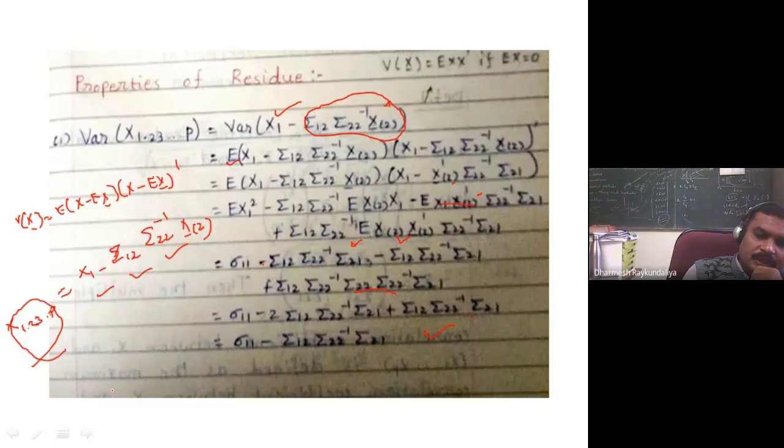So this is the variance of residuals of the regression of x1 on x2, x3, up to xp, and the variance is given by sigma 1 1 minus sigma 1 2 sigma 2 2 inverse sigma 2 1. Okay, so what is the mean of x1.2 up to p? It will be zero, and the variance is this quantity.